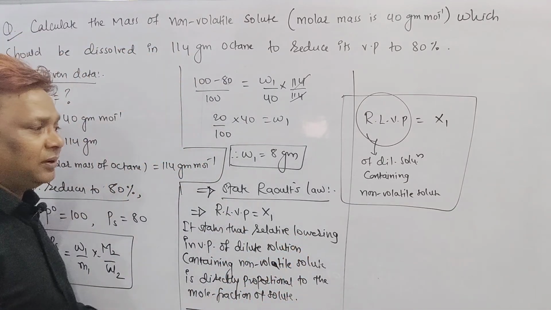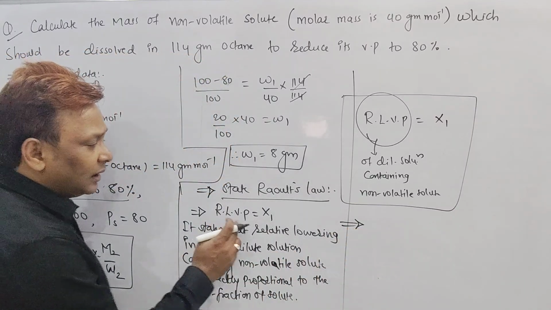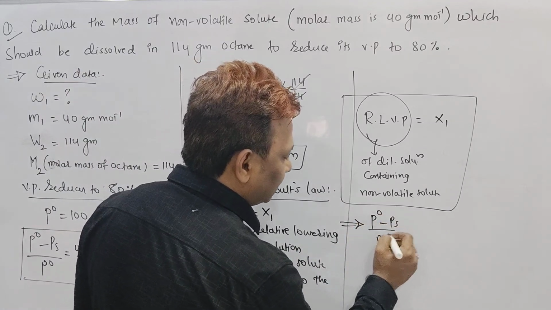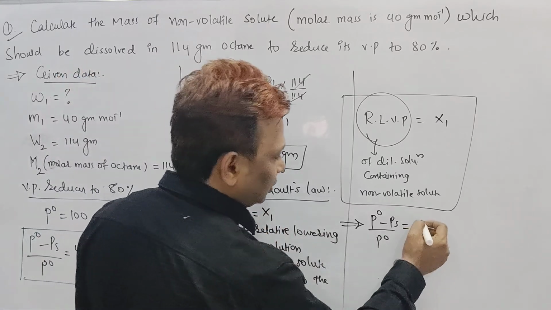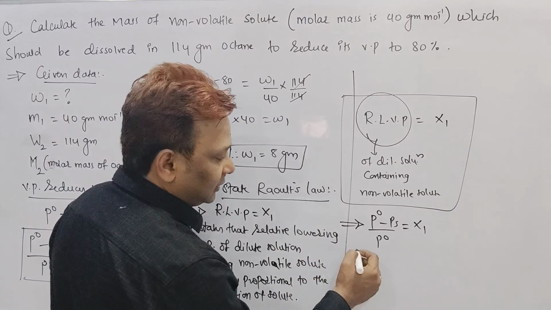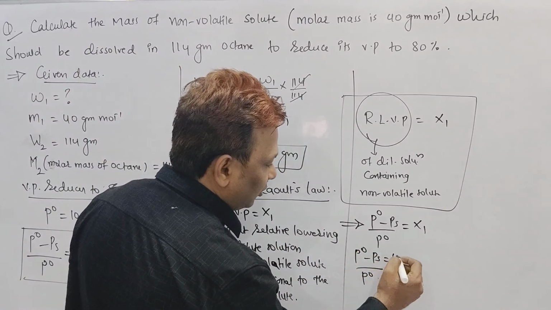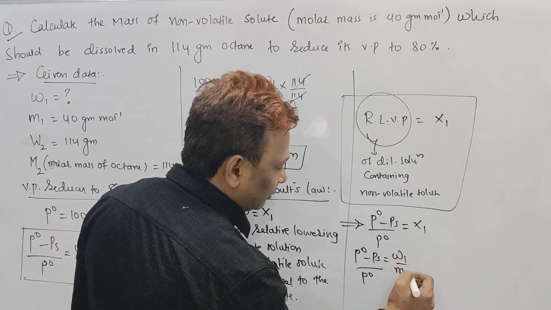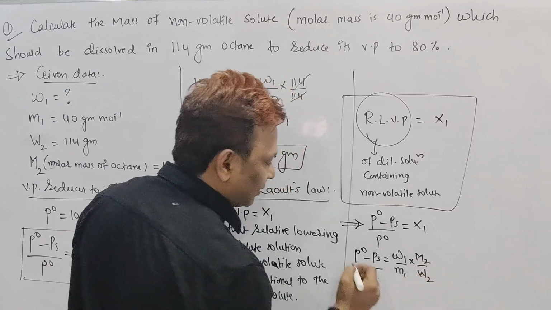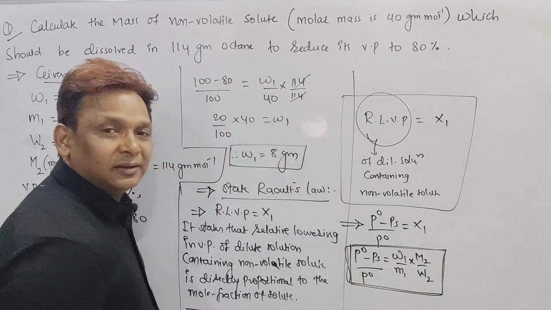So we can write the formula. After writing this one, yes, we have to mention the formula. RLVP means P0 minus PS by P0 equal to mole fraction of solute, X1. I am extending it because 2 marks are there and I want the remaining 2 marks. Then P0 minus PS by P0 equal to weight of solute by molecular weight of solute into molecular weight of solvent by weight of solvent in gram. Is it clear? This is the formula.